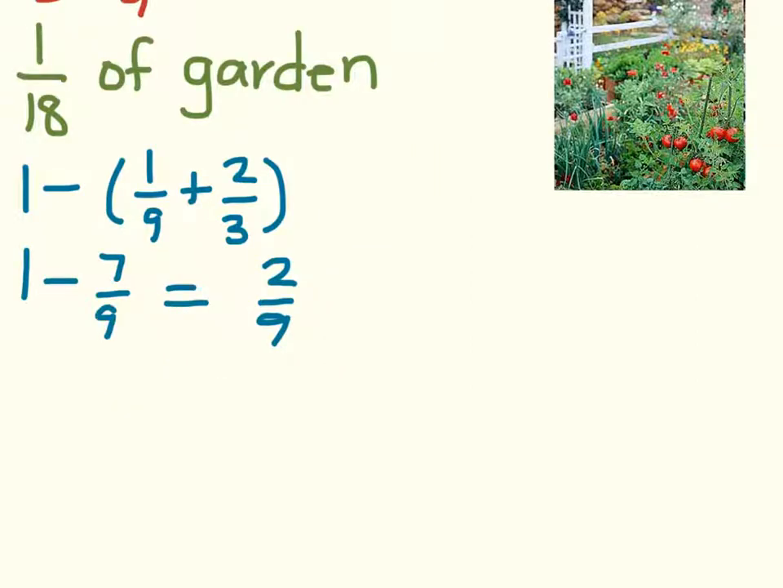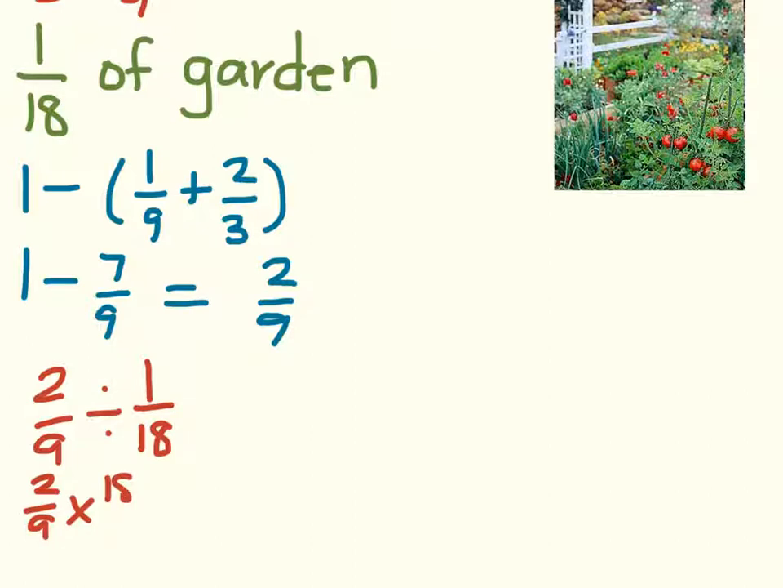Now we'll solve to find out how many 1/18 are in that 2/9. So we'll take 2/9 and divide it by 1/18, or 2/9 times 18 over 1, which will give us, let's see if we cross divide here, we have 1 and 2, so we have 4. There are 4 small plots of land.